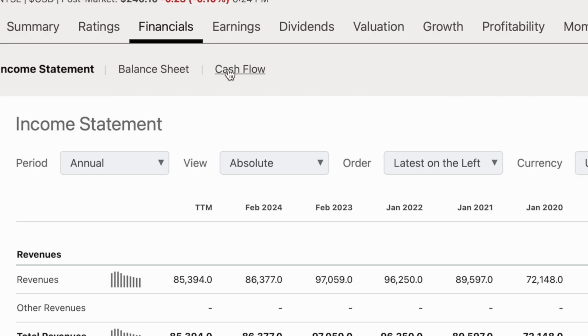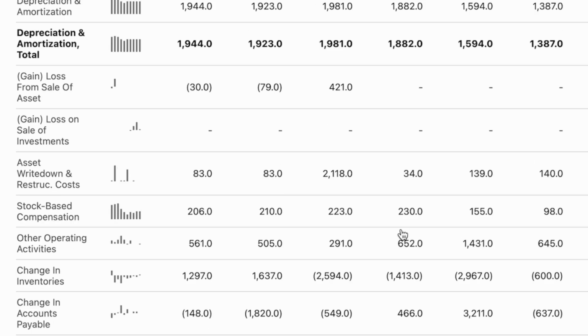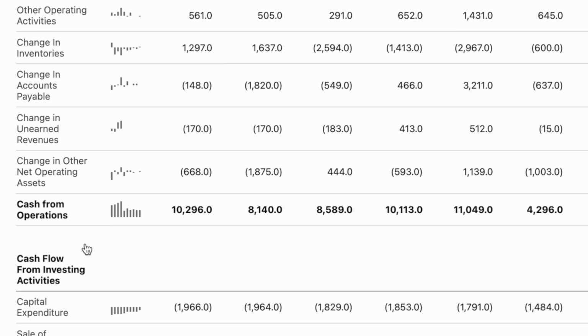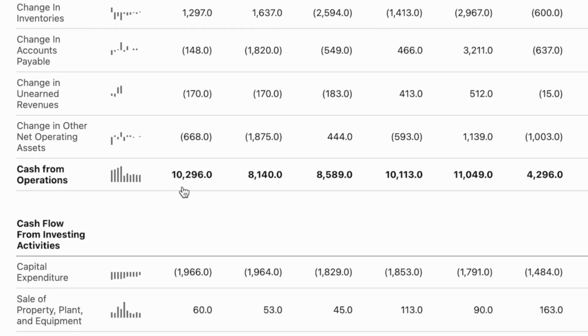Okay, we're back. So let's go through these action steps and see what we find. First off, we'll start with Lowe's. If we go to the cash flow statement, we can see that for the trailing 12 months, their cash from operations is $10.296 billion. And as we know, that's the first number in the equation that we need.